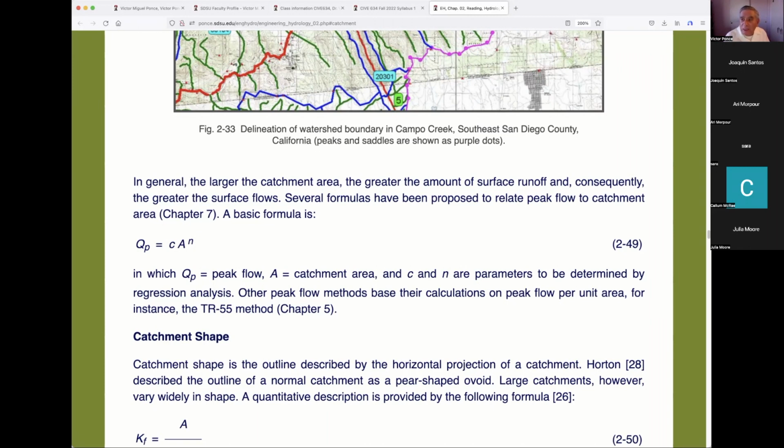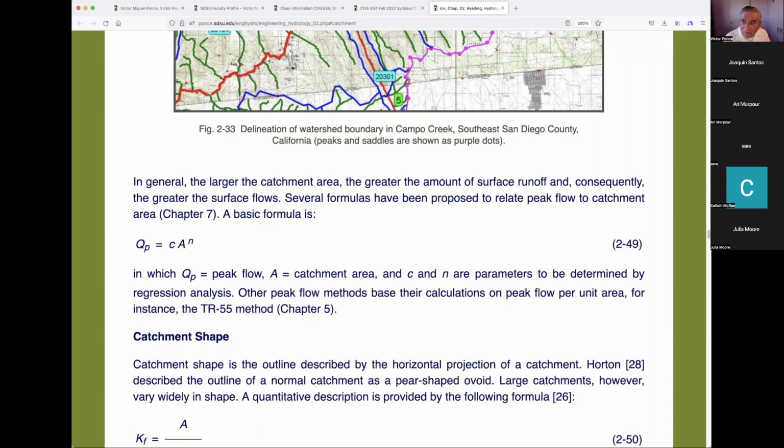Now in 1889, there was a gentleman, I believe his name was Kuichling. I believe he was working in Europe somewhere, probably Ireland. I'm not sure of this, though, but he came up with the rational method. He said the peak flow is equal to CIA, where C is a runoff coefficient, I is the intensity, and A is the area.